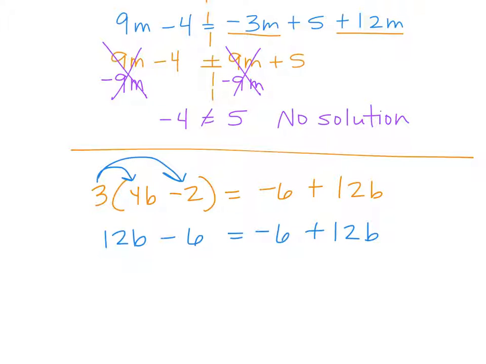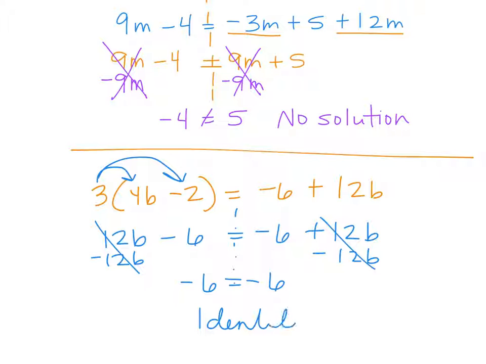You could move the 12b, right? If we're going to move the 12b, do we add or subtract? You subtract. You do the opposite, right? Because here's my two sides. If I want to get rid of it on the left side, then I got to get rid of it on the right side by subtracting. So this is 0, this is 0. We're left with negative 6 equals negative 6, which is what? That's an identity. When they're identical, it's identity.